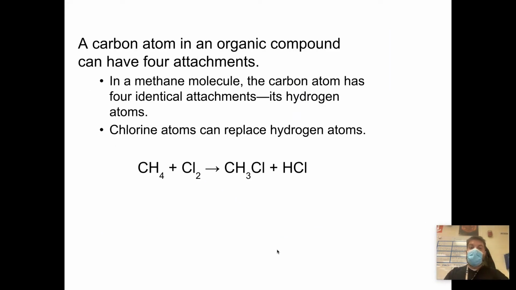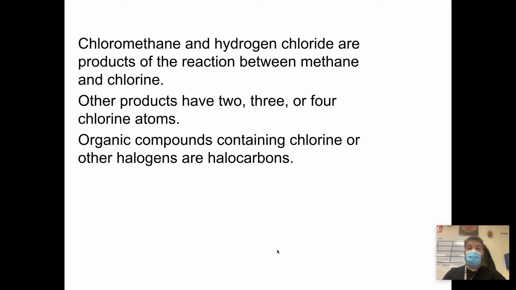So a carbon atom in an organic compound has 4 attachments. In a methane molecule, the carbon atom has 4 identical attachments. It's hydrogen atoms. Chlorine atoms can replace hydrogen atoms. And that makes sense because a hydrogen atom has 1 valence electron, right? And chlorine is a group 7, but it can share. That's the versatility of carbon, is that carbon can accept an electron or it can loan an electron. But anyways, you could replace it.